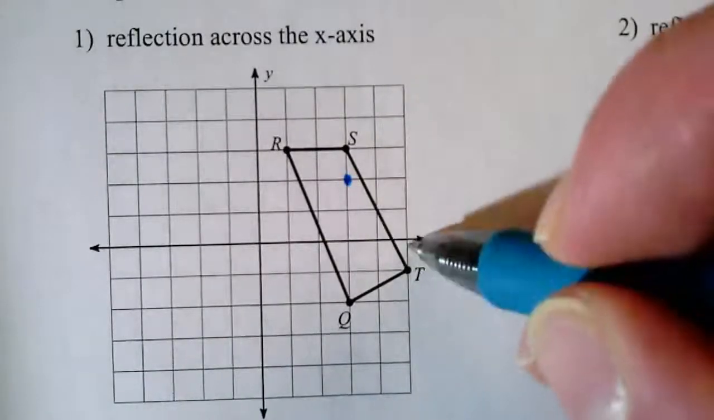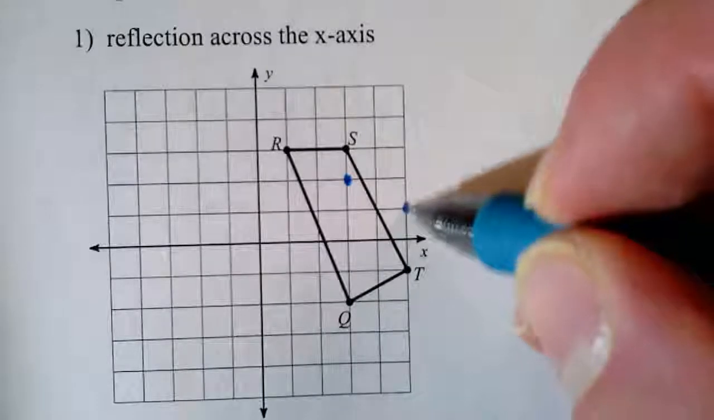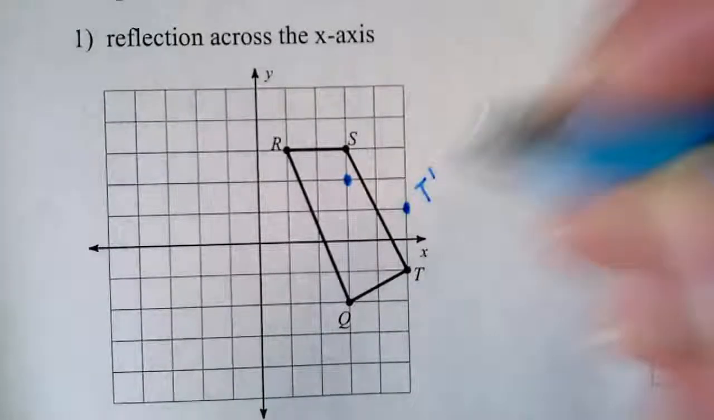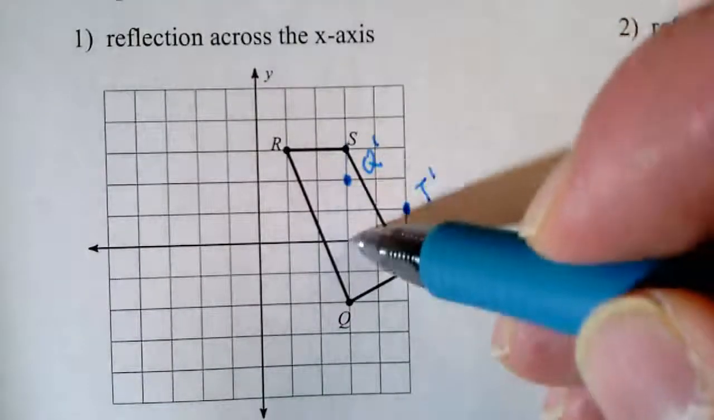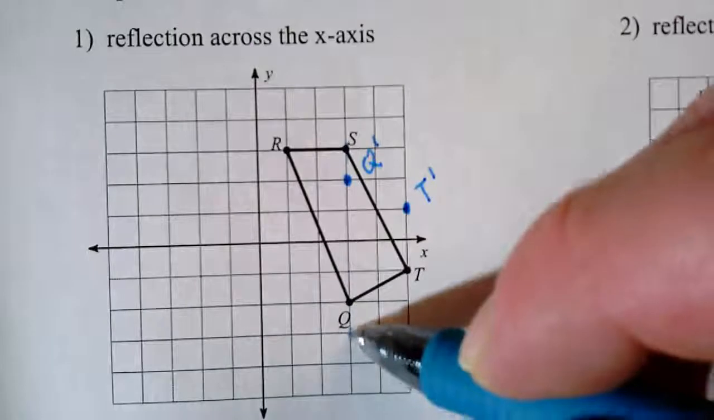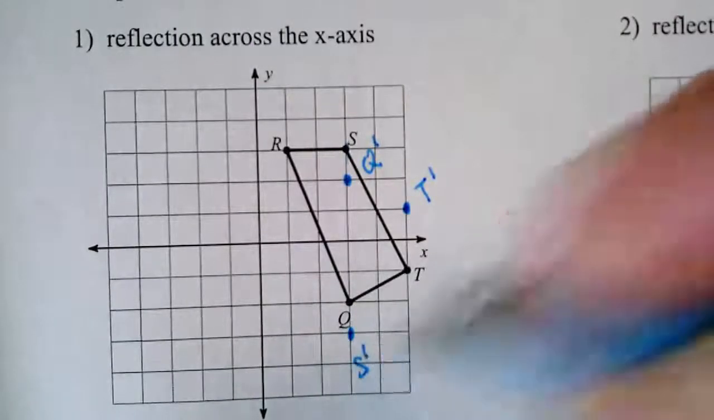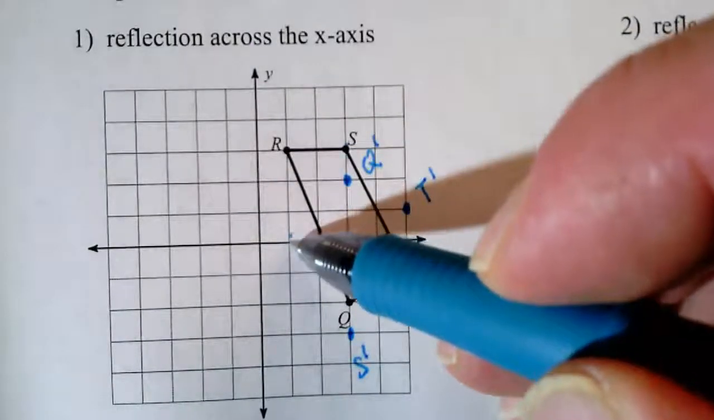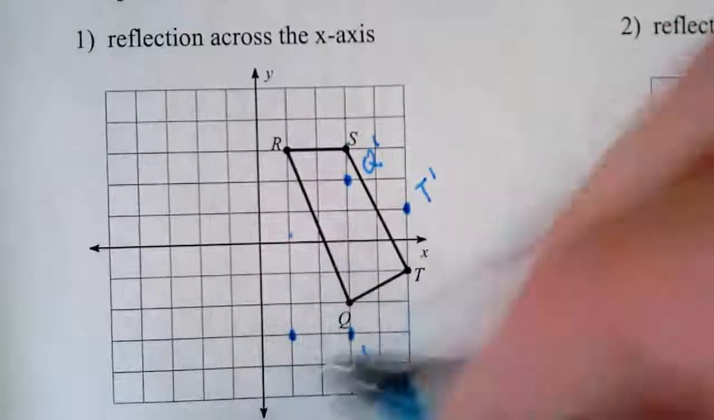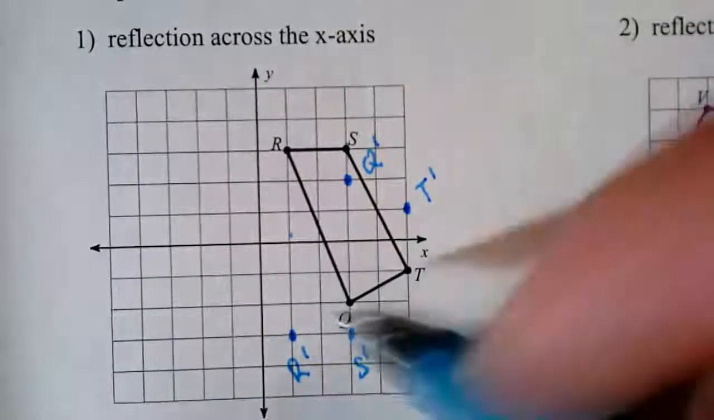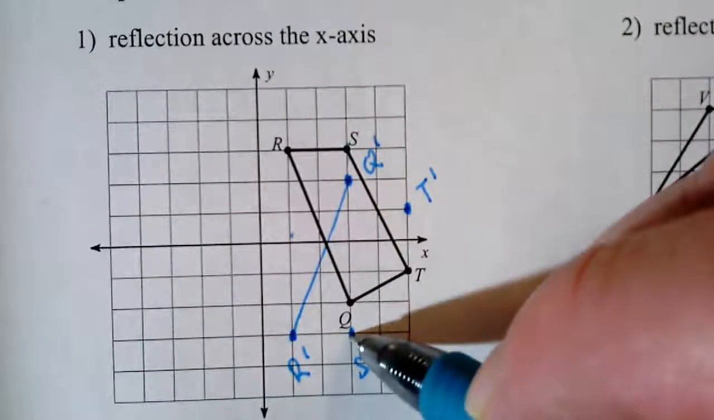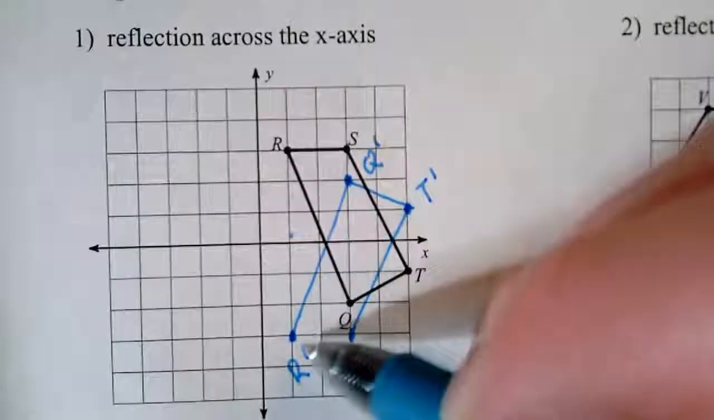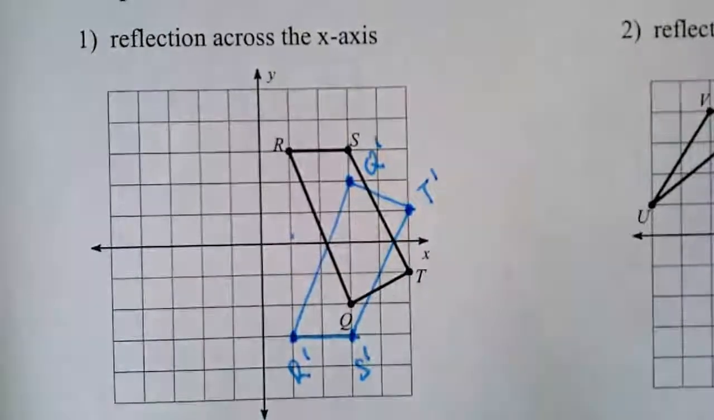T is 1 space away from the axis, so T prime will be 1 space away from the axis in the other direction. S is 3 spaces from the axis, so its image will be 3 spaces from the axis in the other direction. And R is 3 spaces from the axis, so its image will also be 3 spaces from the axis in the other direction. And we just connect the lines. There we go. It's been flipped across the x-axis.